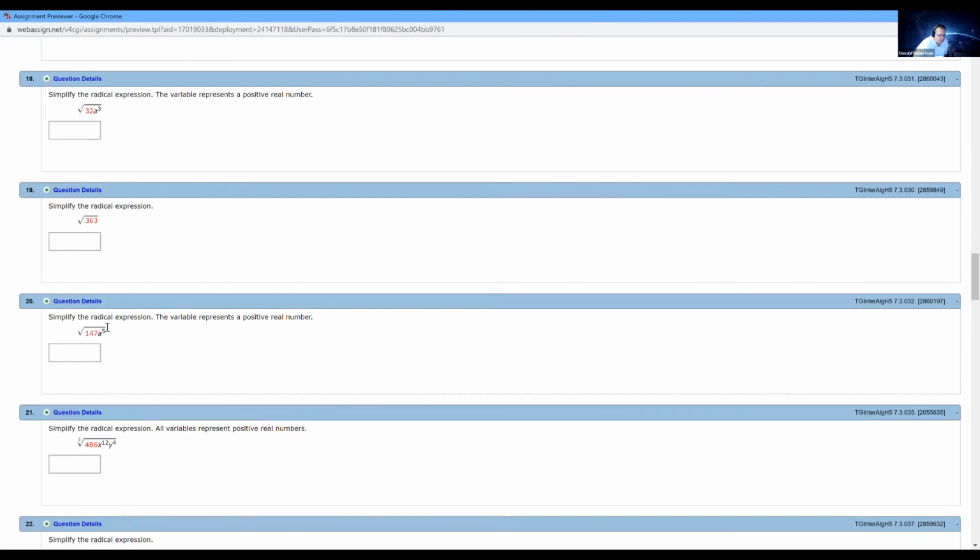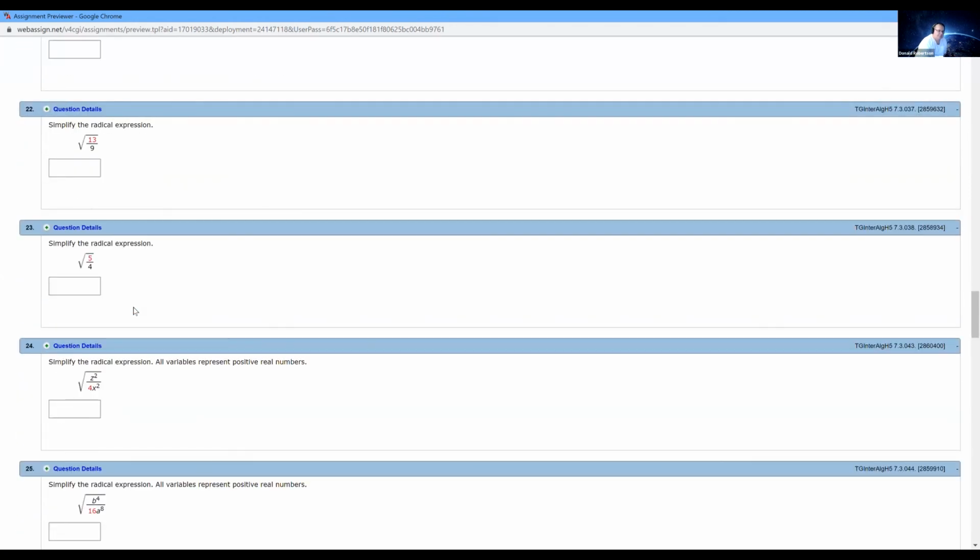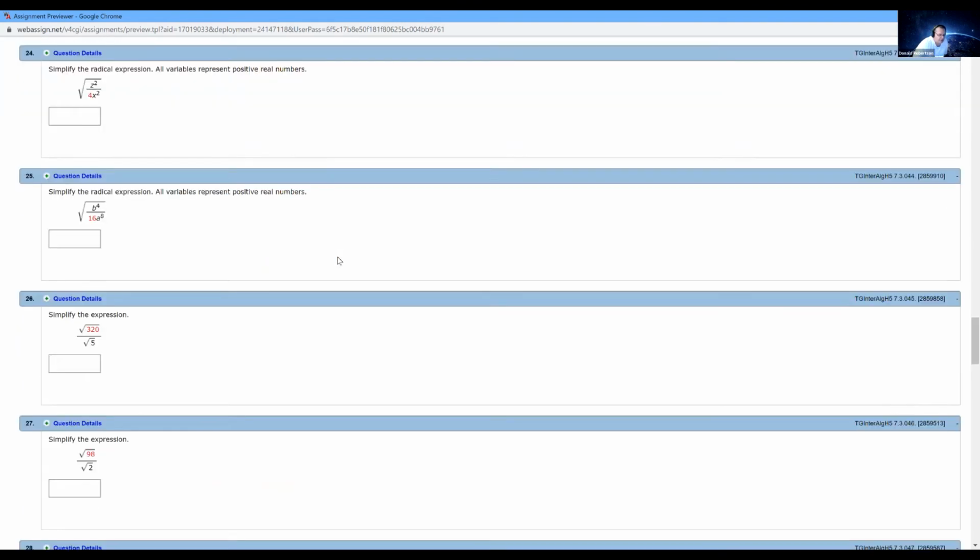20 is just square roots of things. Forget the cube roots. I don't need to worry about them yet. They come later.